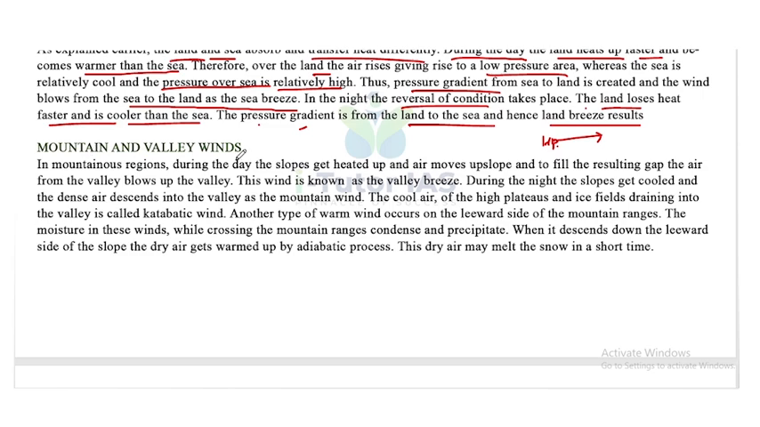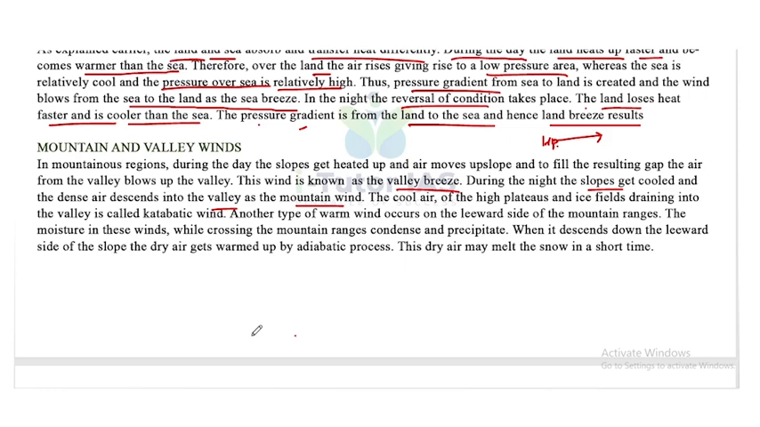Mountain and valley winds. In mountainous region, during the day, the slopes get heated up and the air moves upslope and fills the resulting gap. The air from the valley blows up the valley. This wind is known as valley breeze. So that is from valley to mountain. That is called valley breeze. During the night, the slopes get cooled and the denser air descends into the valley as the mountain wind.